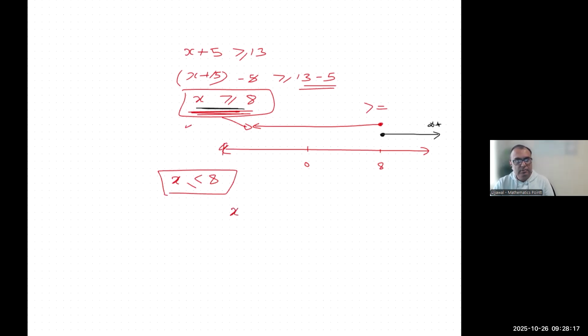2x minus 5, I'm just making something up, greater than, let's say, negative 7. Yeah, let's go for it.